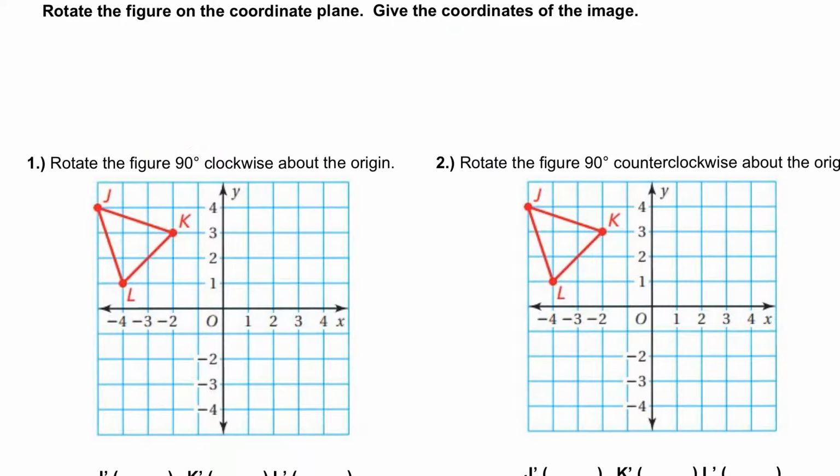Number 6, describe the rotation from BXN to B prime, X prime, N prime. So to go from the black shape to the red shape here, we are going counterclockwise. We're rotating left there, counterclockwise.